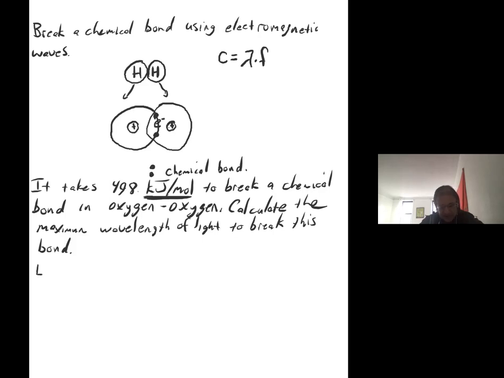So now we need another relationship. We need an energy relationship. And so I'm going to give it to you right now. E, the energy of electromagnetic waves, is equal to h, which is another constant, times f, which is the frequency. So what this equation says is the energy of these electromagnetic waves is equal to a constant called Planck's constant times the frequency of the wave.